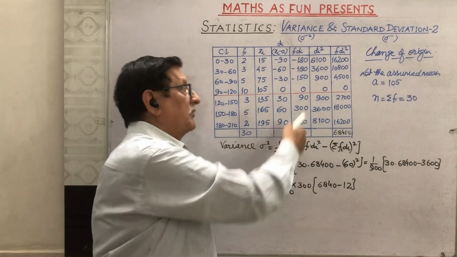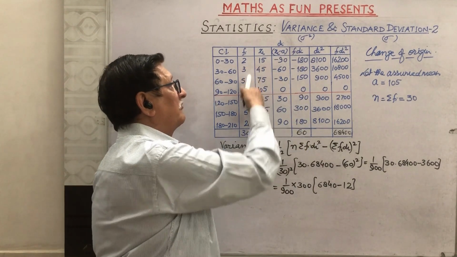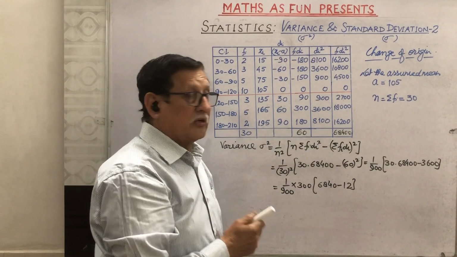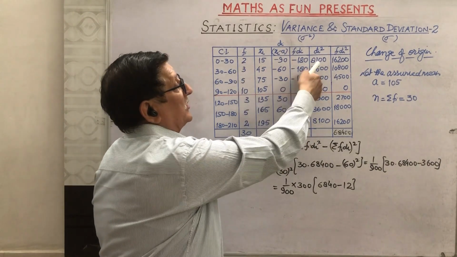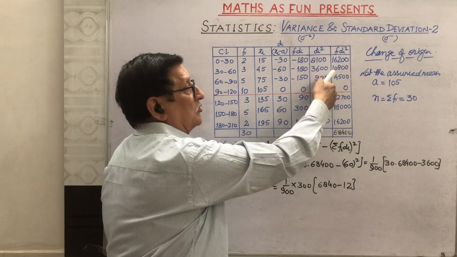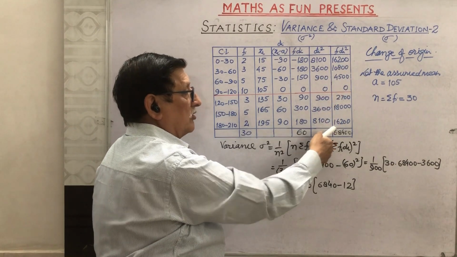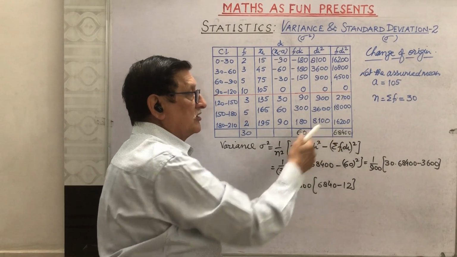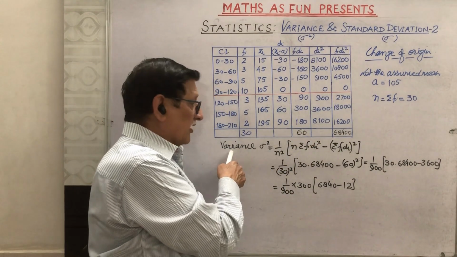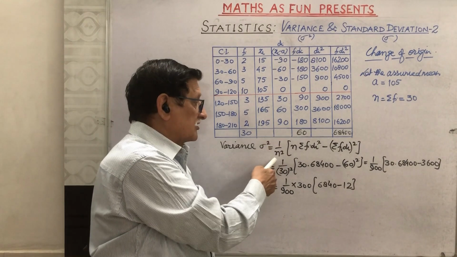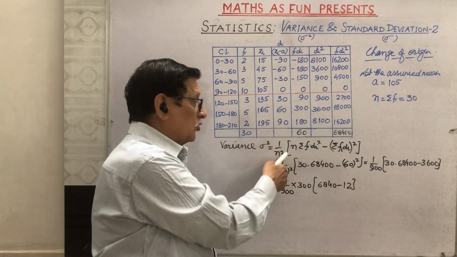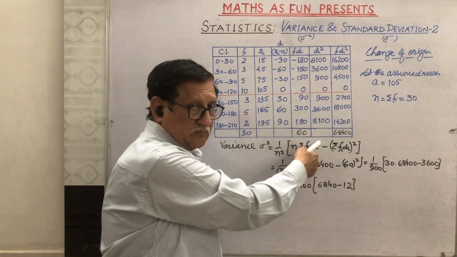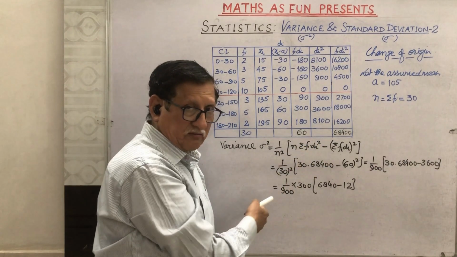Now we have to multiply this di square also with the frequencies, that is fi into di square. Here it comes as 2 into 8100 is 16200, and so on. We have got all, and the sum of them comes as 68400. Now we know the formula for finding the variance is 1 upon n square into n into sigma fi into di square minus sigma fi into di whole square.